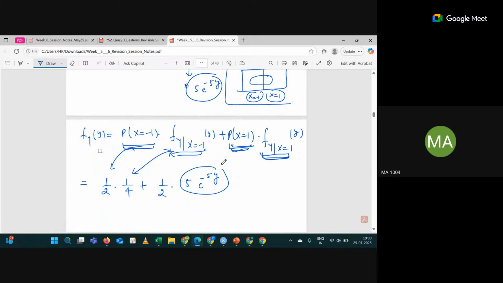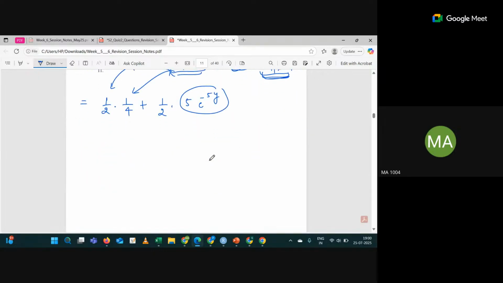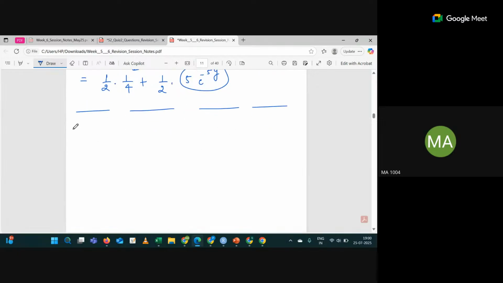So the next concept is something where you have to apply the Bayes theorem. By using the Bayes theorem, you can find out the conditional probabilities here. So what is the Bayes theorem? First of all, let me give you a brief idea about Bayes theorem.